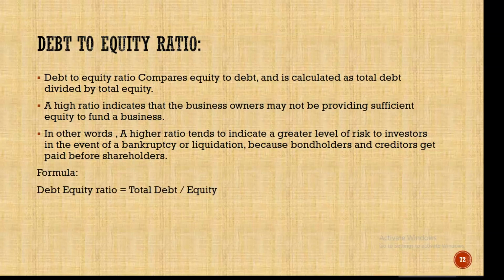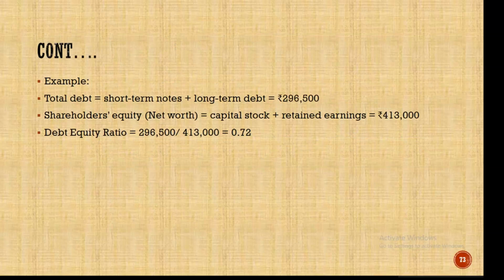The formula for calculating debt equity ratio is total debt upon equity. The example here is again the same total debt, 2,96,500, with shareholders' equity given as 4,13,000. Now debt equity is 2,96,500 divided by 4,13,000, which will give you 0.72.